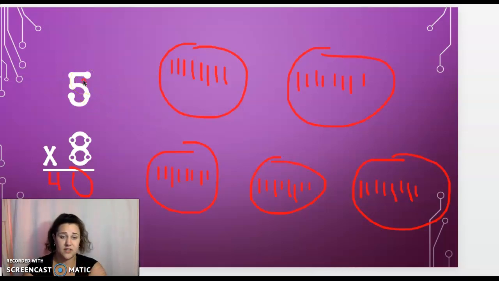Now I can double check my work by my touch points, or if this is the method that you want to use, that's fine too. So I have 5 here and I have 5 touch points. 1, 2, 3, 4, 5. Now I have to look at my second number, which is an 8, and that tells me what I need to skip count by. So we're going to skip count by 8 on our 5 touch points.